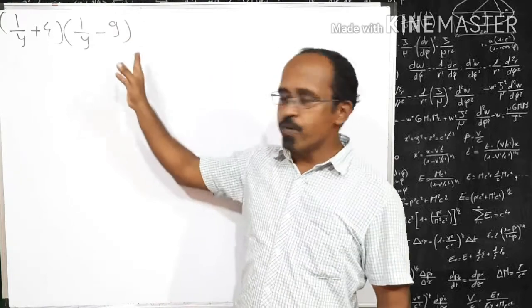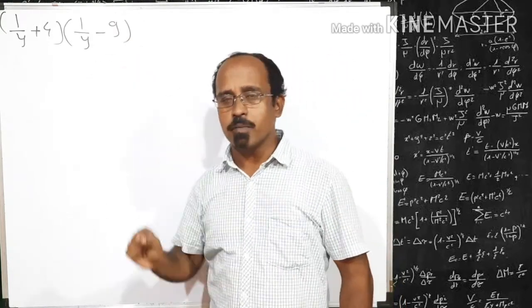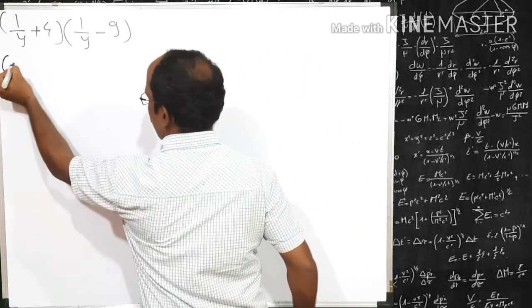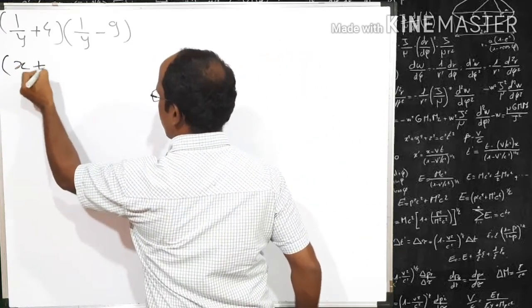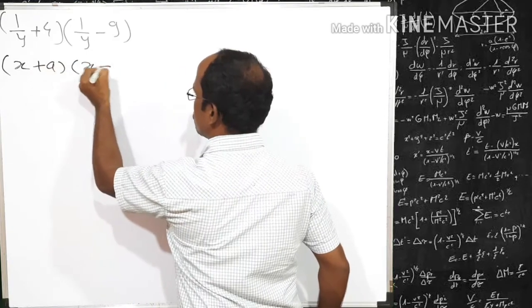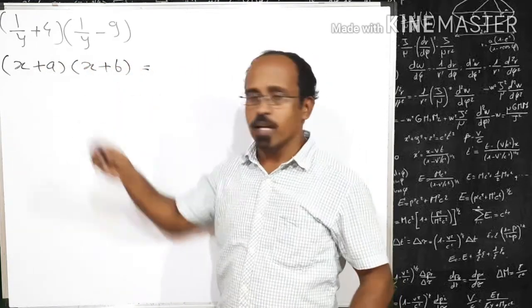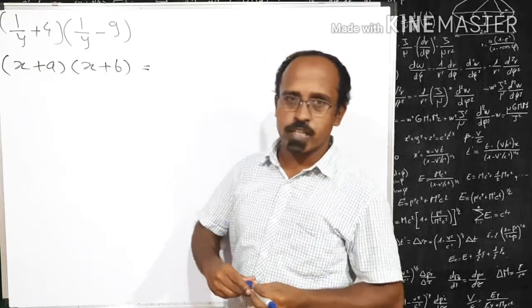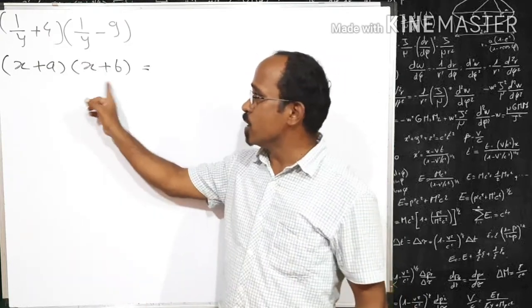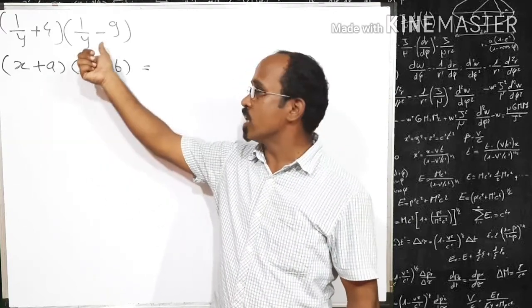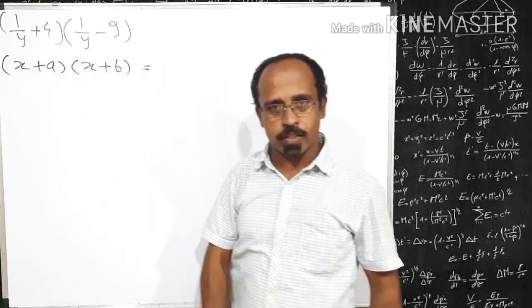Okay friends, we can use the formula of (x plus a) into (x plus b) in this question. So let's write the formula first. (x plus a) into (x plus b) is equal to... Why can we use this formula here? Because friends, if you observe carefully, you will come to know that in the formula there is multiplication of two brackets. In the question also there is multiplication of two brackets.